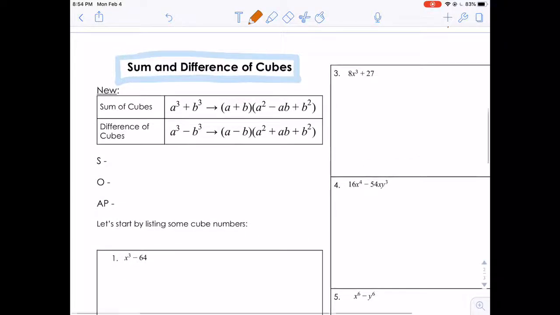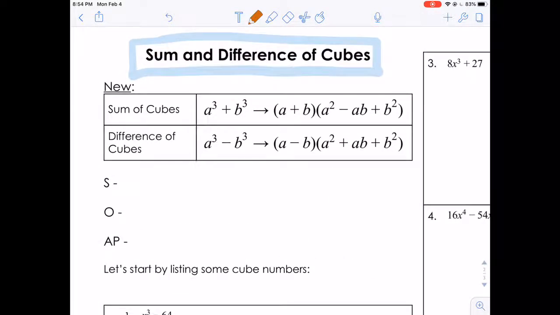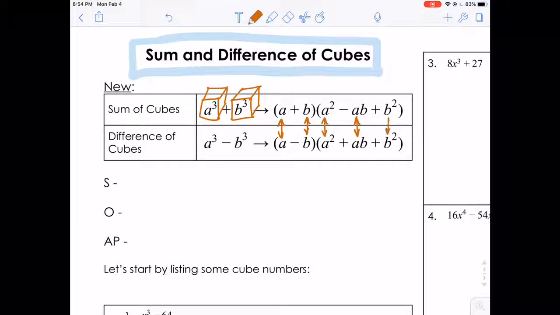So the difference of cubes says that if we ever have a cube, something like this, plus another cube, then we can take the cube root plus the other cube root. We can square it, subtract it, multiply it, add, and square it again. And these are kind of funky because they're almost exactly the same, right? So the a's are the same, the b's are the same, a squared is the same, ab is the same, and b squared is the same. The only difference is the sign.